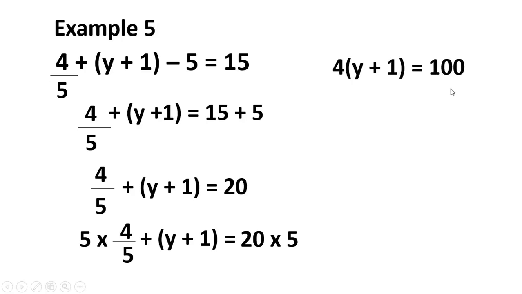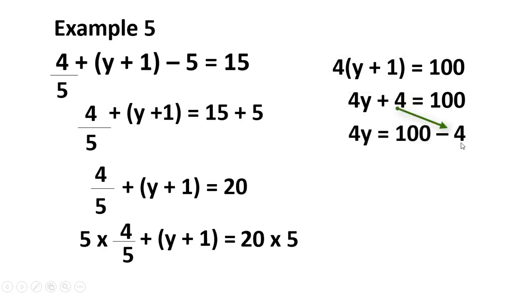Now what are we going to do here? We're going to expand this equation, and we're going to have 4y plus 4 equals 100. So what are we going to do? We'll take this 4 to the other side, and then it becomes a negative 4. So what are we going to do here? We're going to do what we've been doing in the previous examples by dividing the coefficients on both sides, and then you have y equals 24.